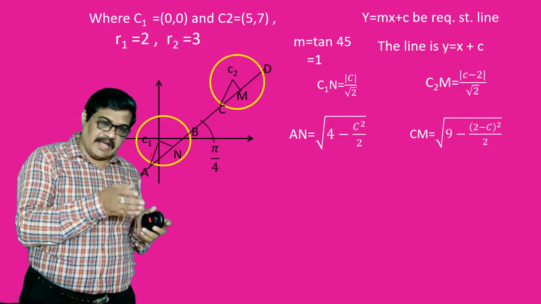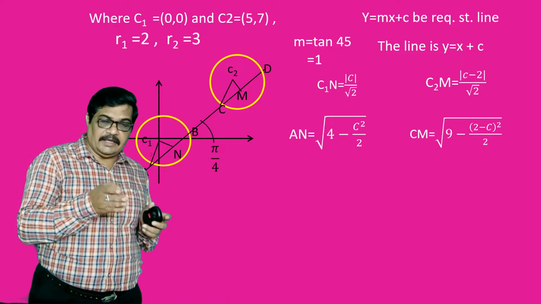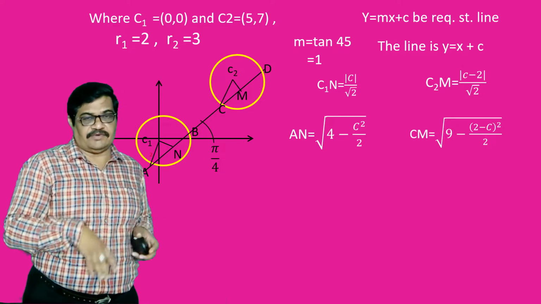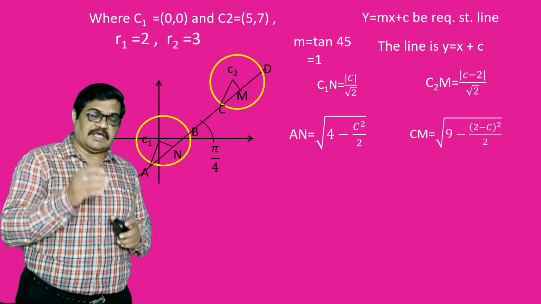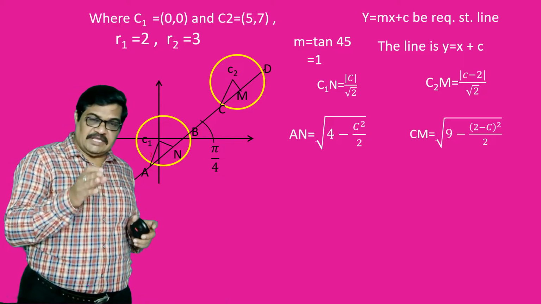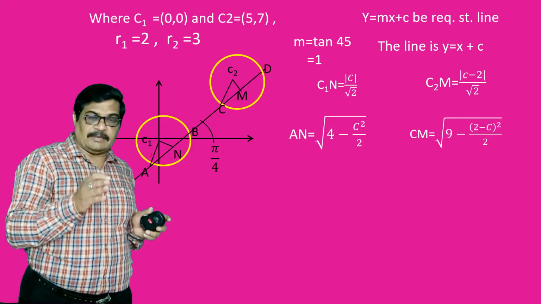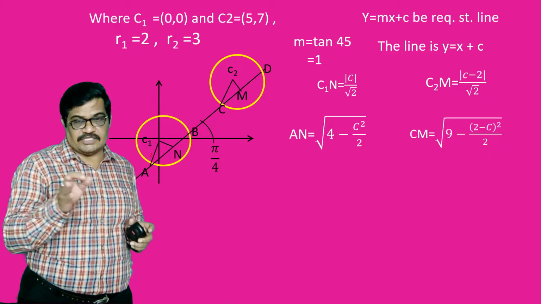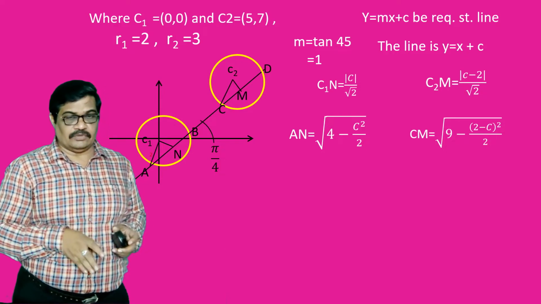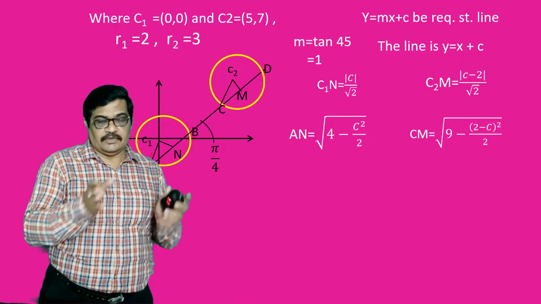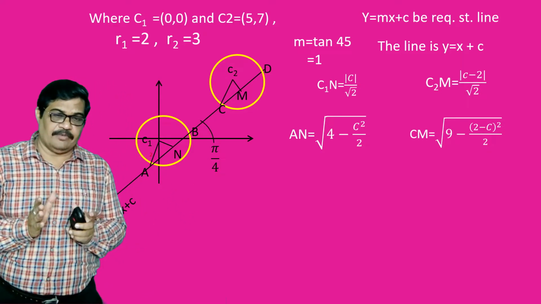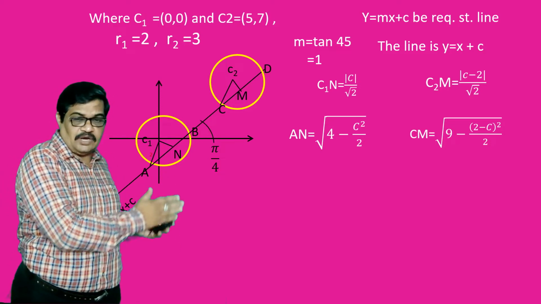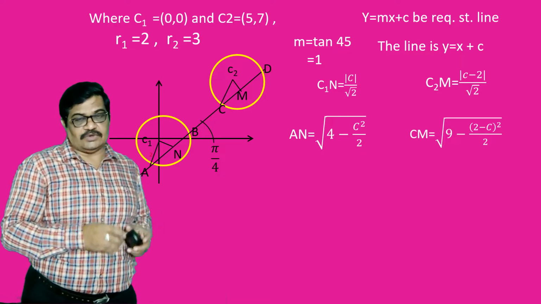So from the triangle C1AN, we are getting C1N, and C1A is the radius of the first circle. Similarly, in the second circle, C2C is the radius, that is 3, and C2M we already have as |c − 2| by root 2. So using the right angle property, we are getting the AN and CM values. AN value is root of (4 − c²/2) and CM value is root of (9 − (2 − c)²/2).